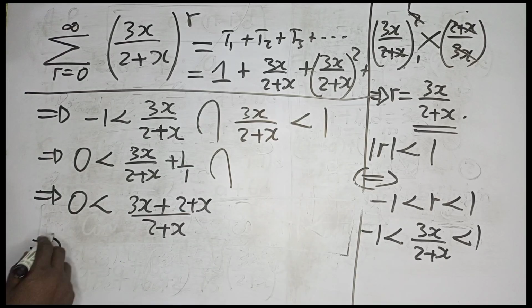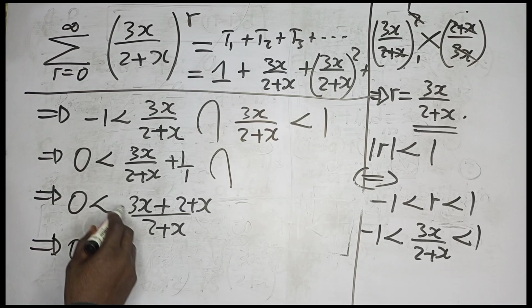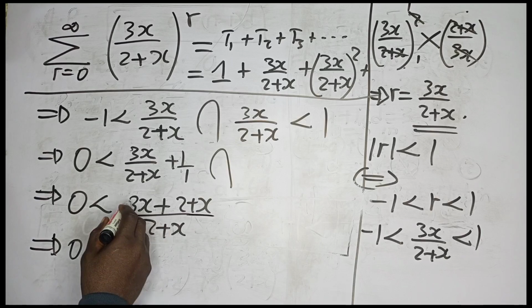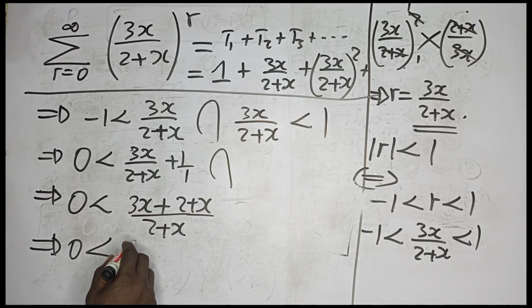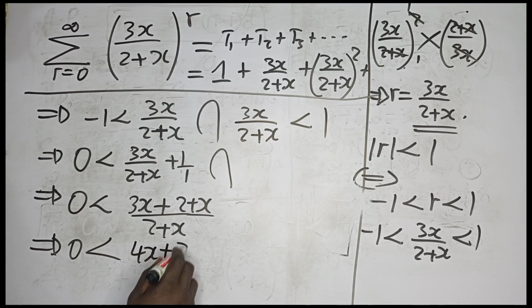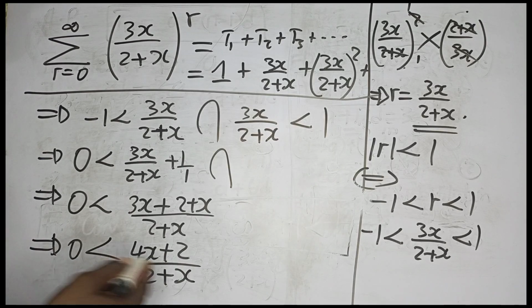So we are saying we have 0 less than, arrange this up there, we have 3x plus x, 4x, 4x plus 2, all over 2 plus x. Now, from here, we have to look for our critical values. What are critical values? The values that will render the numerator 0, denominator 0. Okay, so what are the critical values?